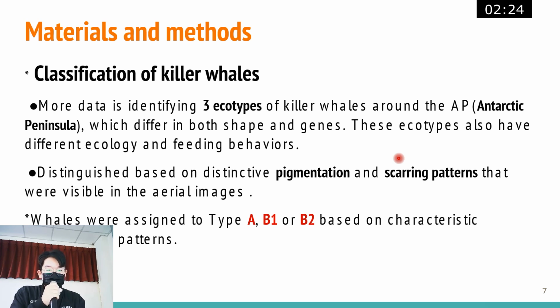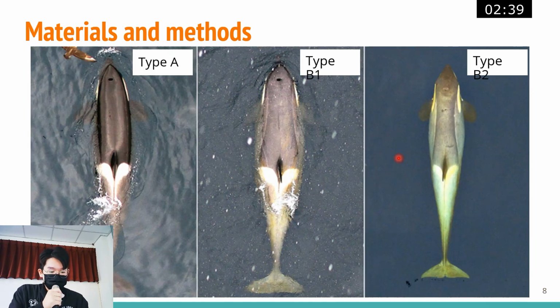They are distinguished based on distinctive pigmentation and scaling patterns that were visible in the aerial images. So whales were assigned to type A, B1, or B2 based on characteristic pigment patterns. Here are three different aerial images of type A, type B1, and type B2.